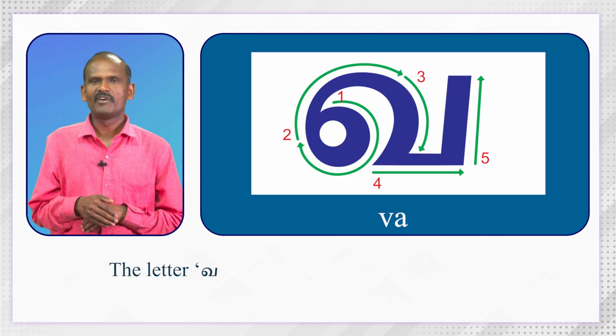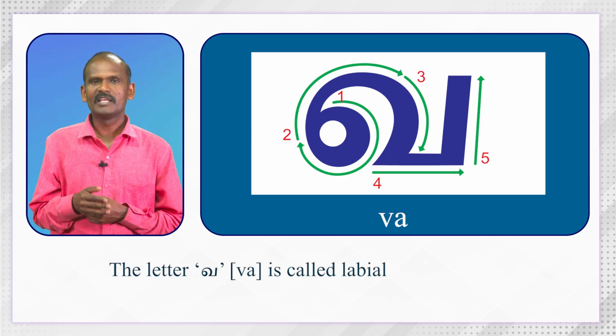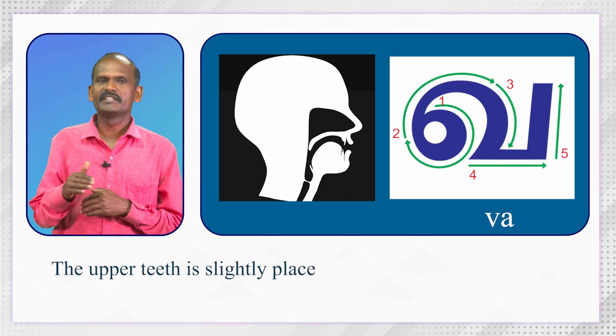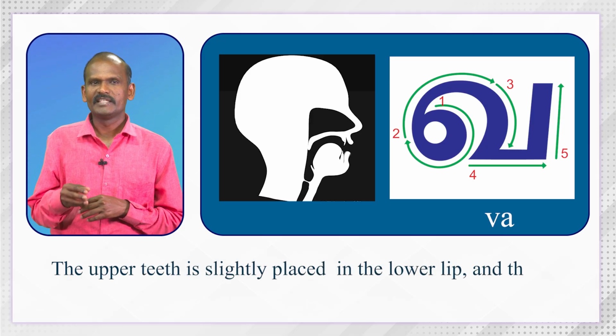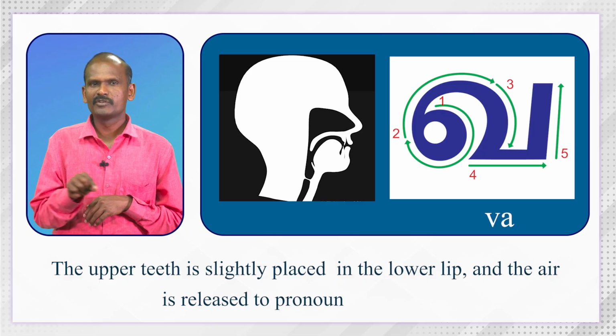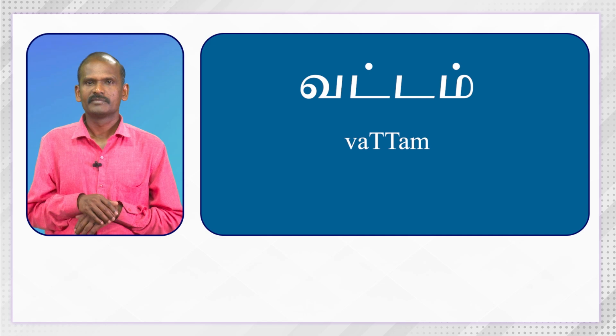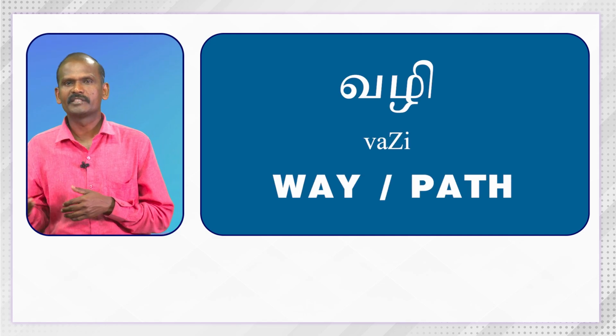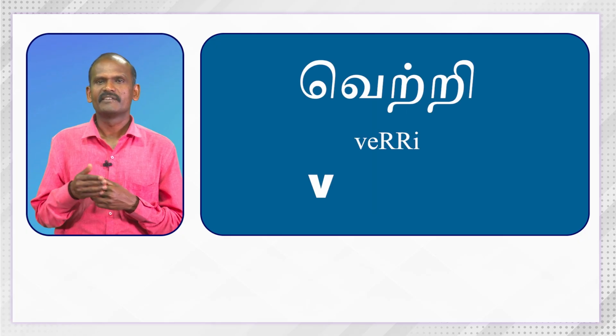The letter Ba is called labial approximant. The upper teeth are slightly placed on the lower lip and the air is released to pronounce this letter. Now let us see some examples in which the letter Ba is used. Vattam, circle. Bali, way or path. Vetri, victory. Hope you have understood all the 5 letters introduced in this lesson.